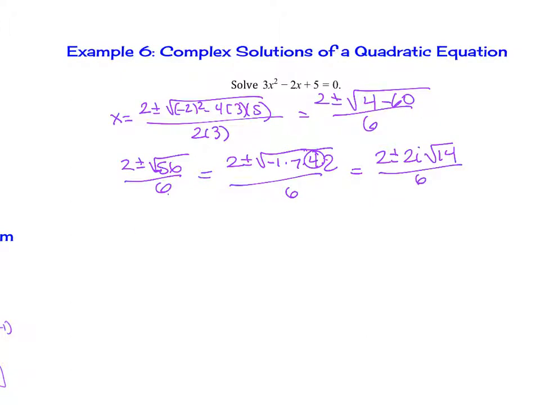So we split it up. 2 over 6 is 1/3 plus or minus i over 3 square root of 14. Or you could always rewrite this as 1/3 plus or minus the square root of 14 over 3 i.